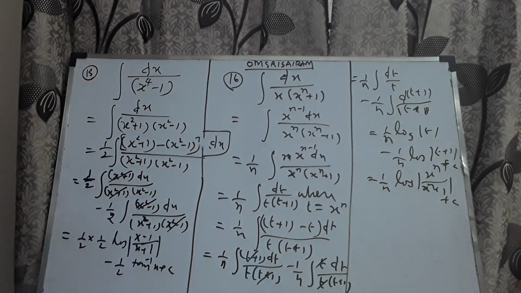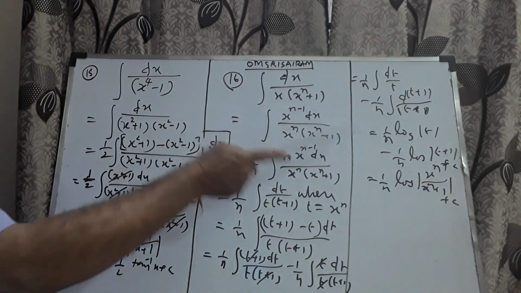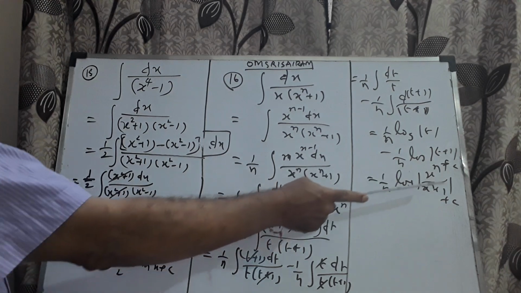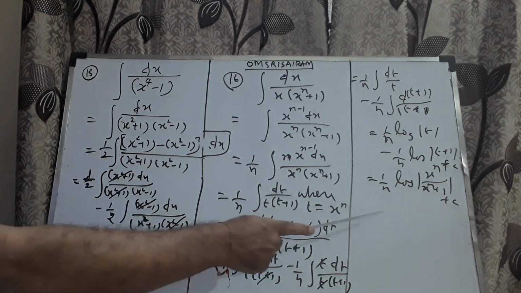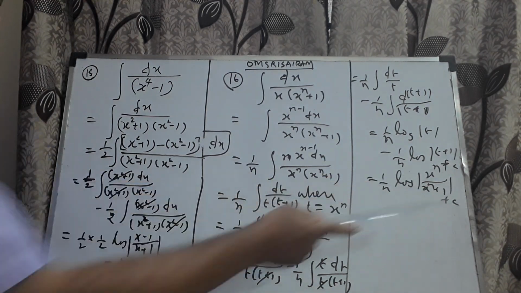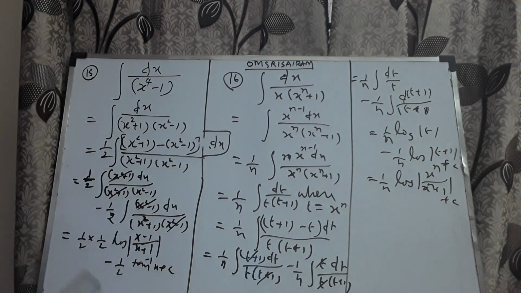You can have infinitely many such problems like this. Integral dx by x into x power 6 plus 1 will be 1 by 6 log mod x power 6 by x power 6 plus 1. Integral dx by x into x power 100 plus 1 is 1 by 100 log mod x power 100 by x power 100 plus 1 plus c. The method is the same, and I should proceed the same way, having infinitely many values for n. For an easy method, just think of various natural numbers for n and then proceed.